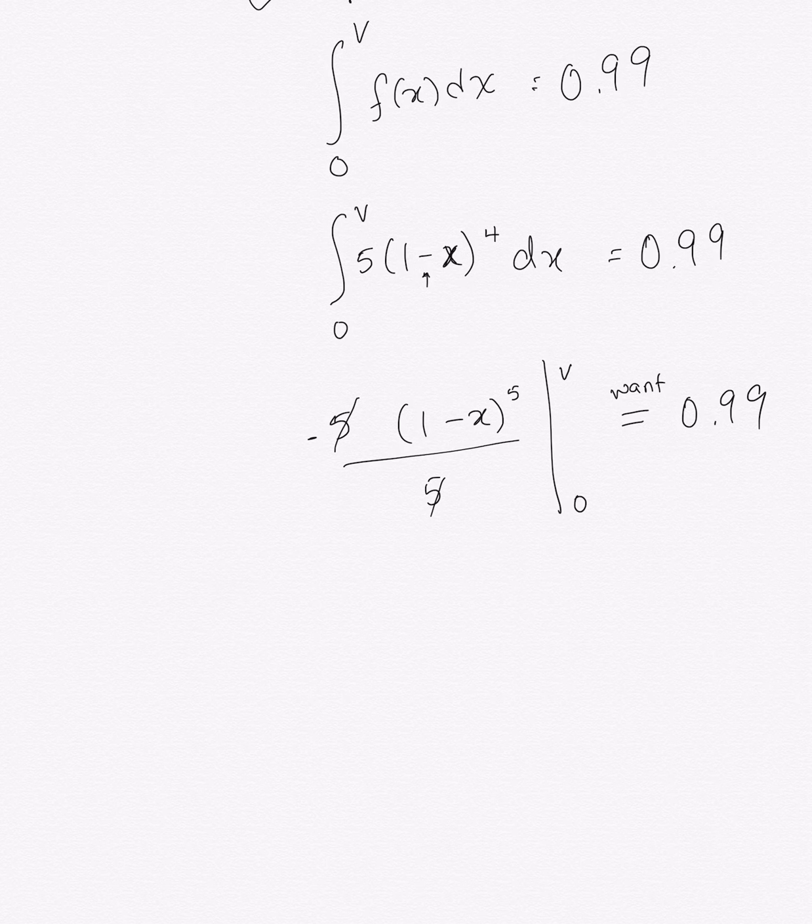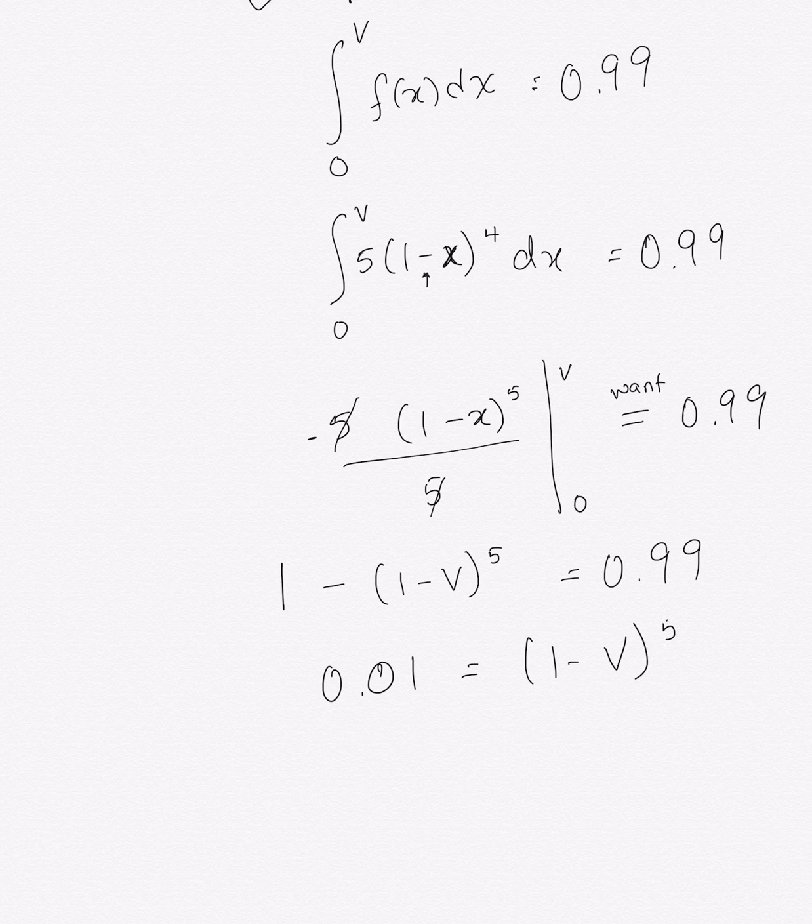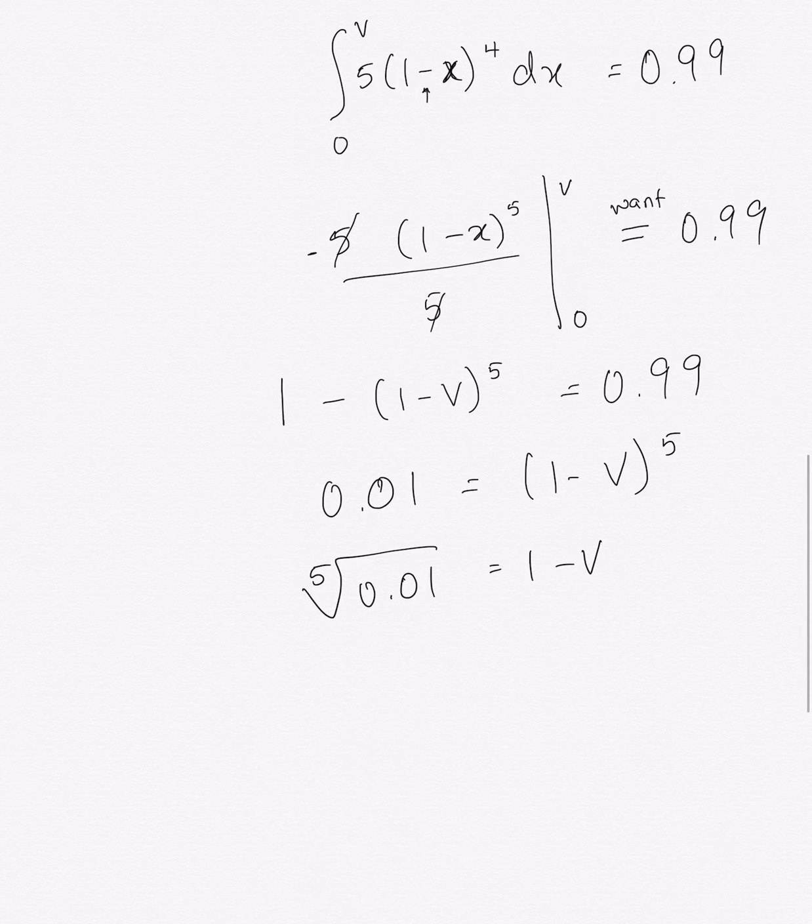You plug in 0 first just because of the minus over here, and you have 1 minus v raised to 5. You want that to be 0.99, or 0.01 needs to be 1 minus v raised to 5. So 1 minus v is the 5th root of 0.01, and v is 1 minus the 5th root of 0.01, in thousands of gallons.